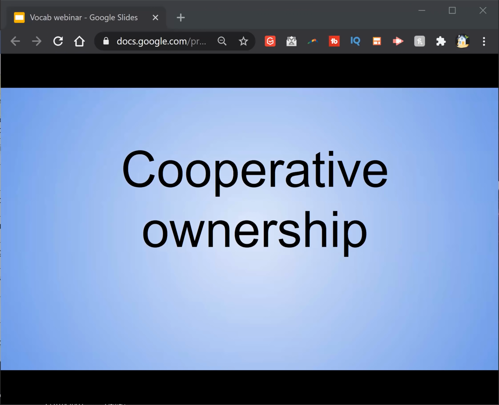So next one, cooperative ownership, also known as co-ops. Guys, what do you think that is? Bear with me 20 seconds because I'm going to take a quick sip of water. I'm going to mute my mic for a second so you can type in the chat and tell me, what do you think co-op ownership is?